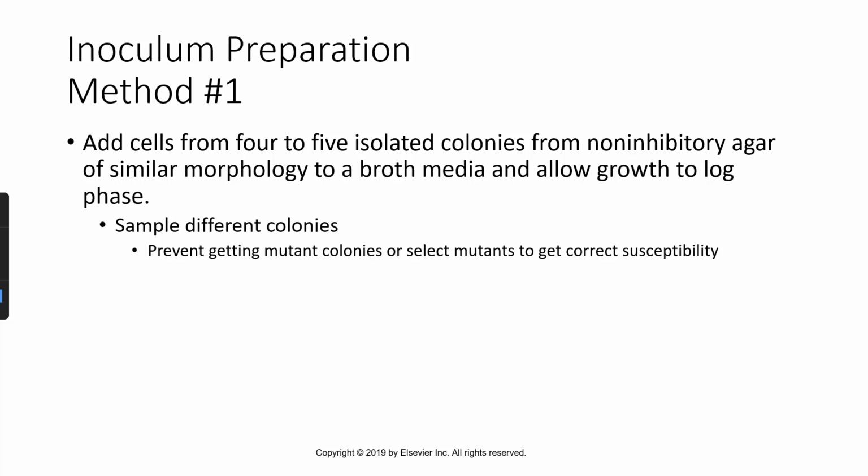In order to prepare an inoculum, there are a couple of different methods we can choose. In method 1, add cells from 4 to 5 isolated colonies from non-inhibitory agar of similar morphology to a broth medium and allow to grow to log phase. So you isolate some colonies on a plate, pick 4 to 5 that look the same, put them into a broth, stir it up, and allow it to grow to log phase, so 18 to 24 hours. You want to sample different colonies to prevent getting mutant colonies or selecting mutants, to get correct susceptibility.